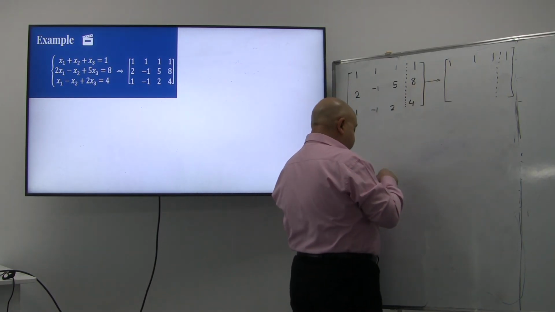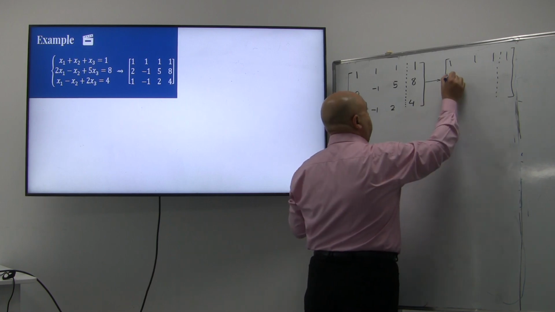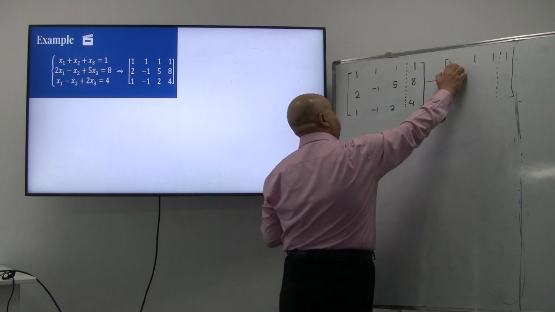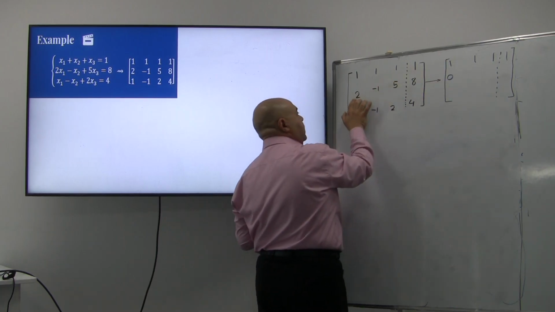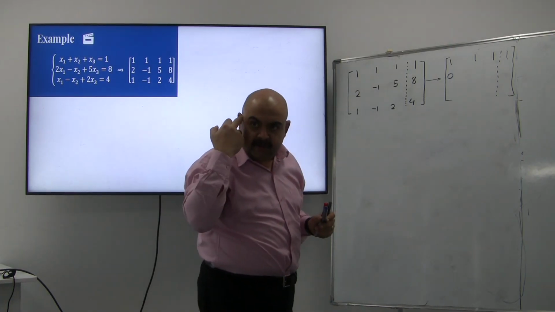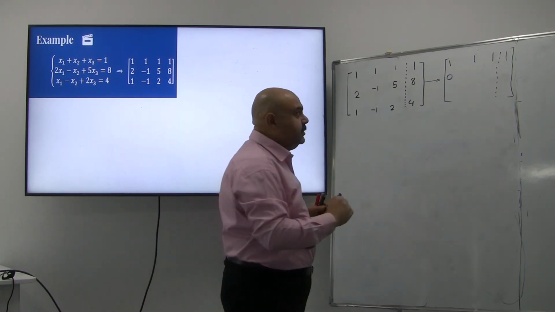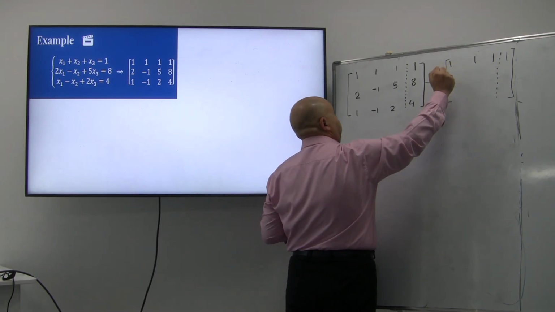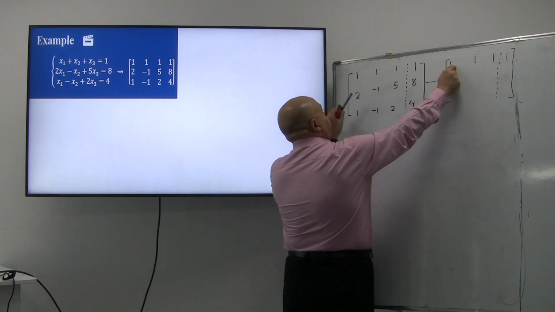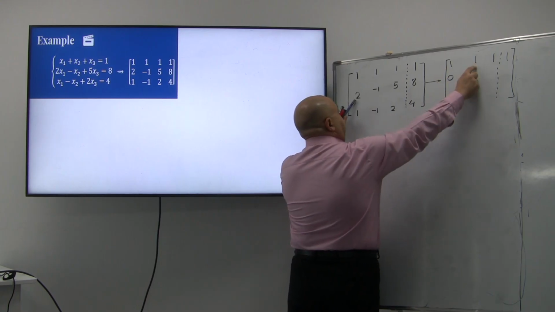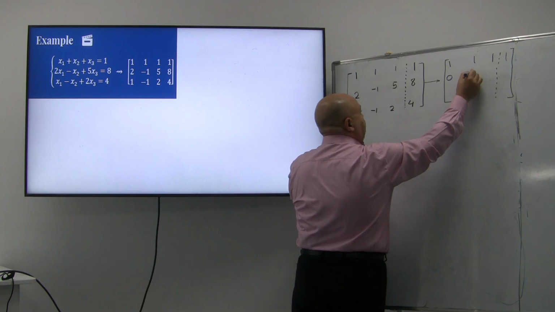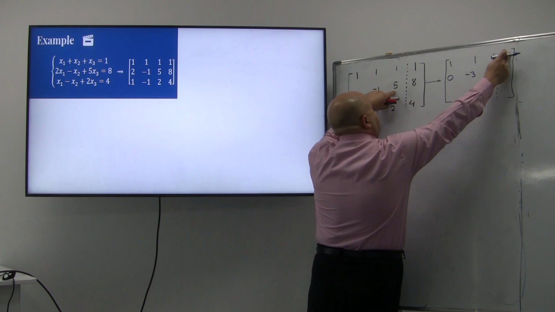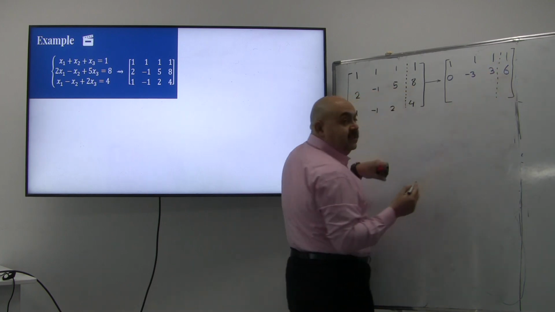I want to have 0 on the second row. I want to see 0 over here. How to do it? I will multiply the pivot by this number, but with opposite sign in my mind. Then I will add them together. Can you do it? I will multiply 1 and negative 2. Negative 2 times 1 equals negative 2, plus 2, the result is 0. Negative 2 plus negative 1, you will have negative 3. Negative 2 plus 5, you will have 3. Negative 2 plus 8, you will have 6.